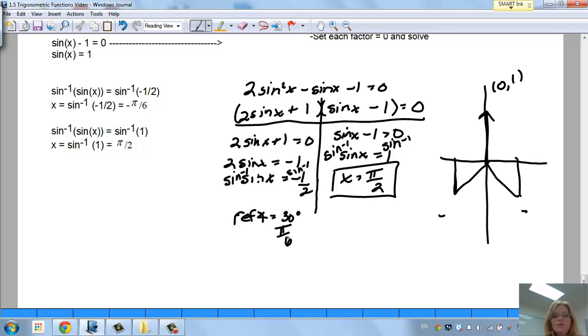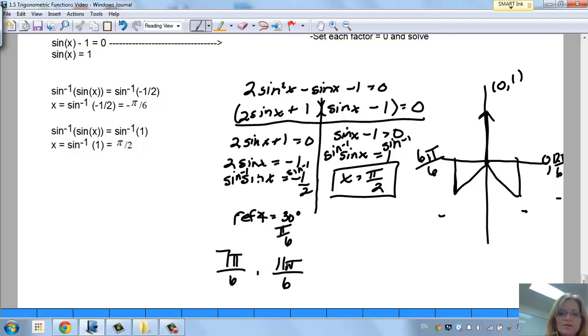So what are these two angles in these quadrants? Remember I showed you the trick: 0, and this is pi, so we're going to write it with the denominator 6, and this is going to be 12 pi over 6. If I added pi over 6 to come here, then my angle would be 7 pi over 6. If I subtracted this way, it's going to be 11 pi over 6. So there's really 3 angles that match this.